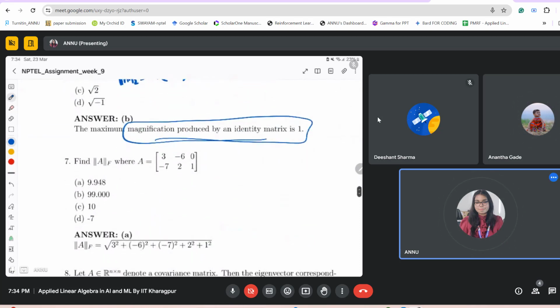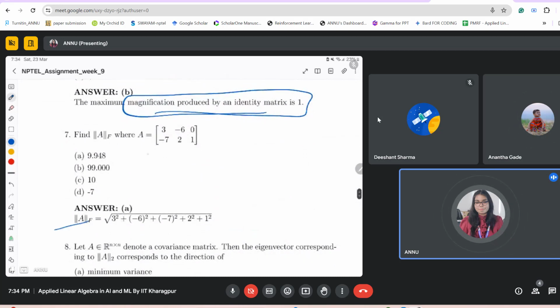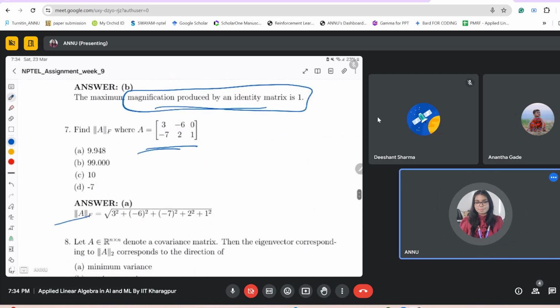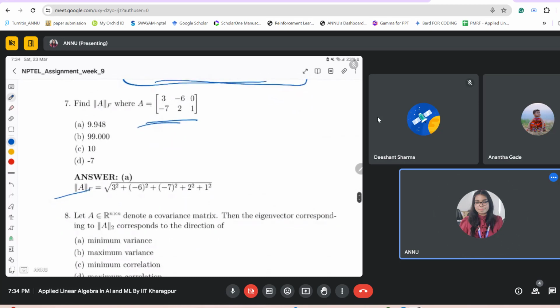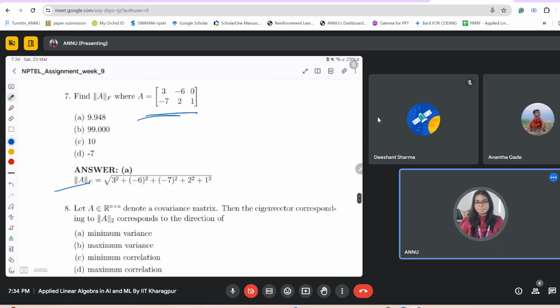For the Frobenius norm, I think we can directly calculate the sum of all the squares of the elements of the matrix. So, yeah, this is very simple, straightforward. What should be the answer for 8?